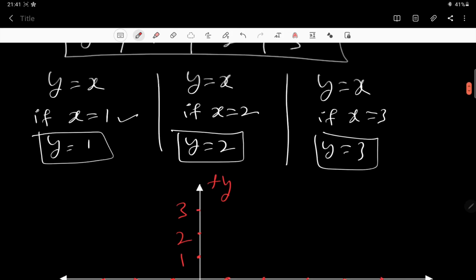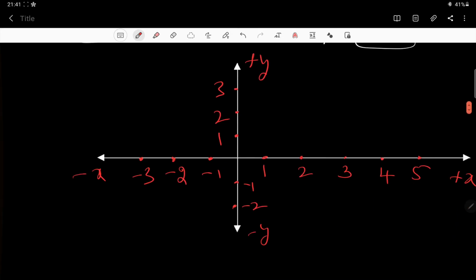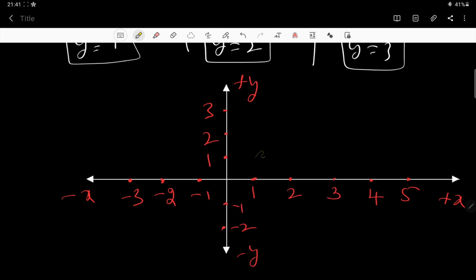All right, so the first point is 1 comma 1, the second is 2 comma 2, and the third one is 3 comma 3. Let us plot those points. You know how to plot the points. So 1 comma 1 comes here, no? Look at this: on the x-axis you go 1, on the y-axis you go 1, so that is 1 comma 1, and 2 comma 2 comes here. Then 3 comma 3 comes here, right? So everybody knows about that.